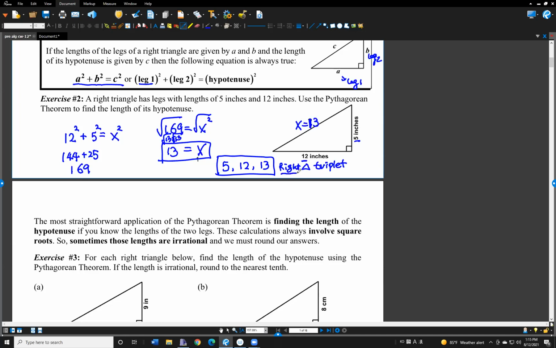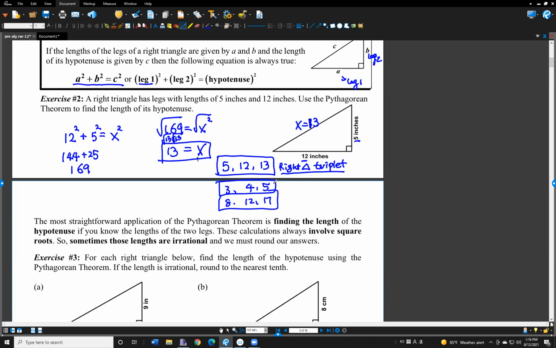If you got these numbers as the sides, you can say, oh, this is a right triangle. Another one is 3, 4, 5, also a right triangle triplet. Another one is 8, 12, and 17, also a right triangle triplet. Memorize all these three numbers.